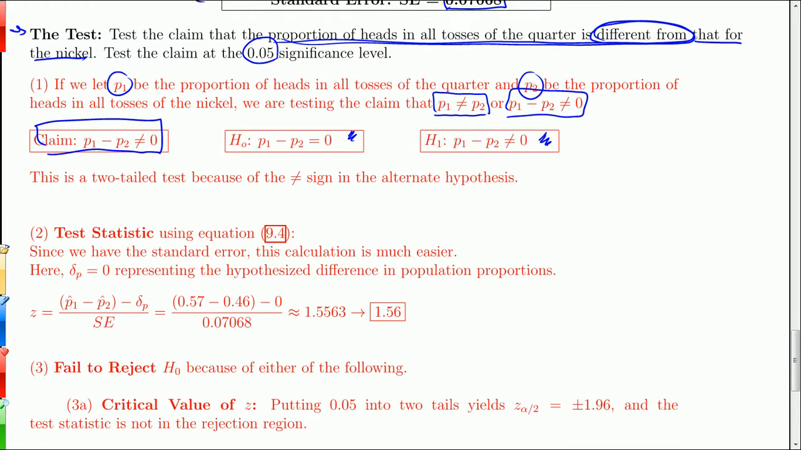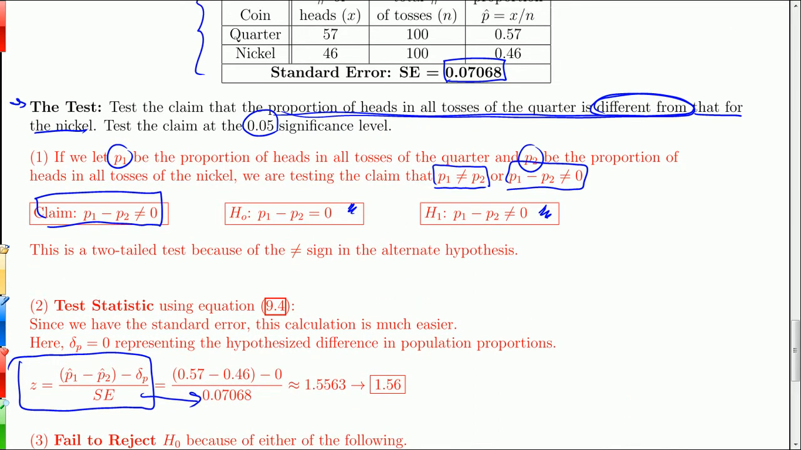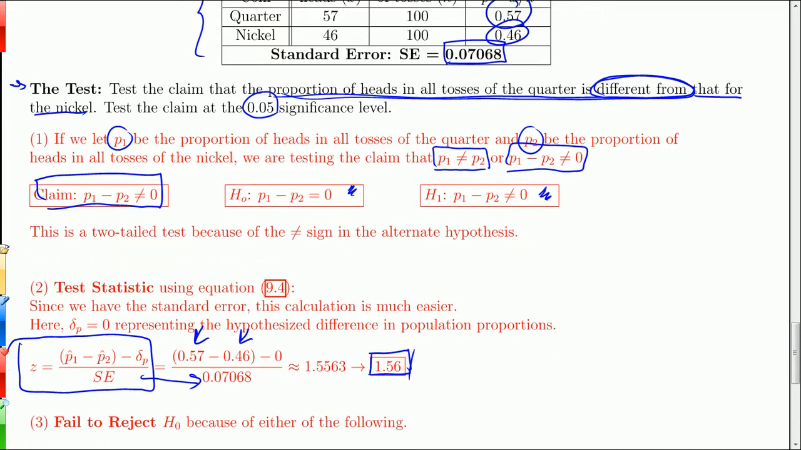So now we calculate the test statistic. Again, it would be brutally difficult, except I gave you the standard error in the table, so it's 0.07068. P1 hat is the proportion of heads with the quarter, given in the table. P2 hat is the proportion of heads with the nickel, 0.46. Divided by the standard error, I get a test statistic of 1.56.